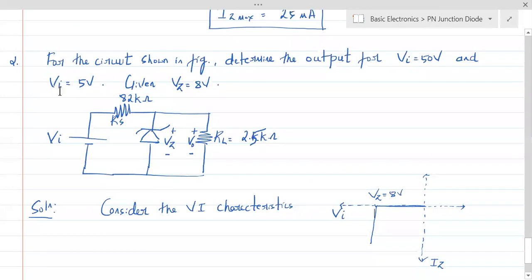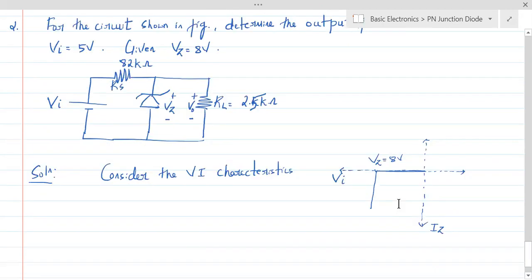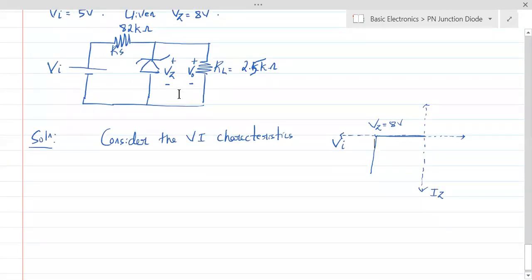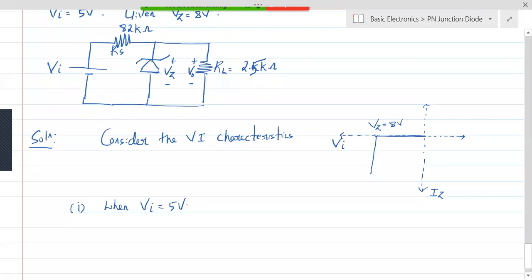You should understand. They have asked us the output when Vi is 5 volts. When Vi is 5 volts, it is somewhere here. So when Vi is 5 volts, the current Iz is actually 0. Understand that? So let's draw this particular circuit diagram at Vi equal to 5 volts. What's happening when Vi is equal to 5 volts?